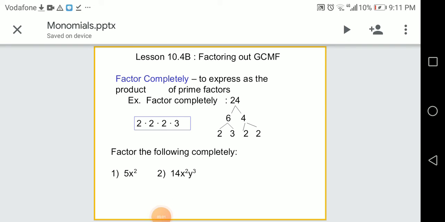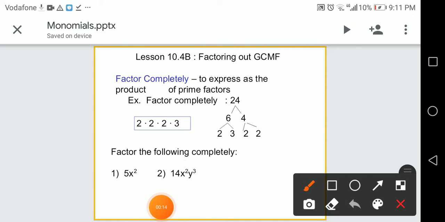Welcome to quarter 2. Today we are going to have a lesson called monomials. First of all, before going into the monomials, I'd like you to know how we can factorize. Remember the prime factorization, remember this?